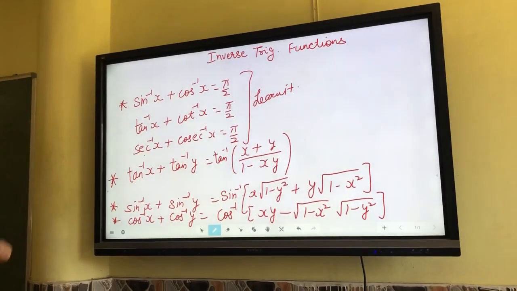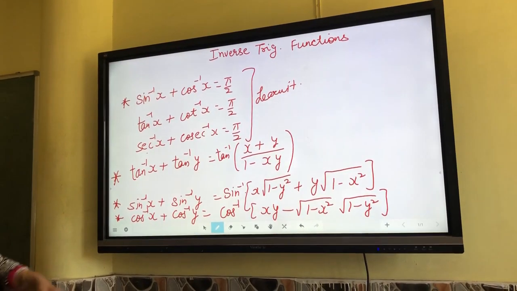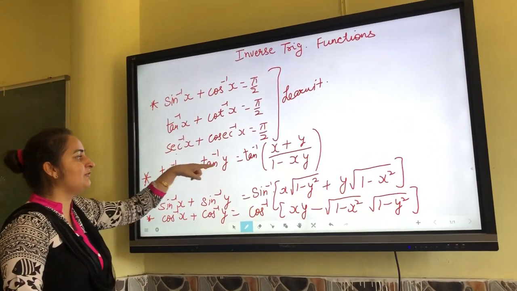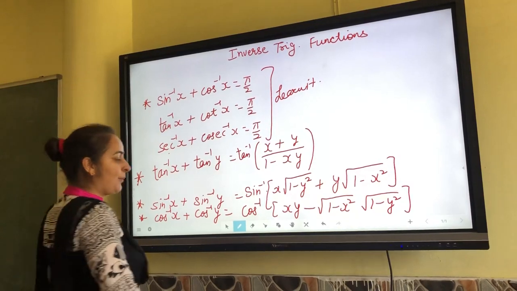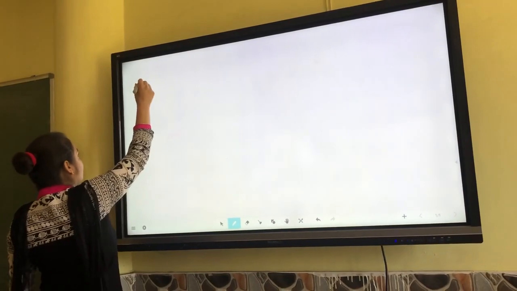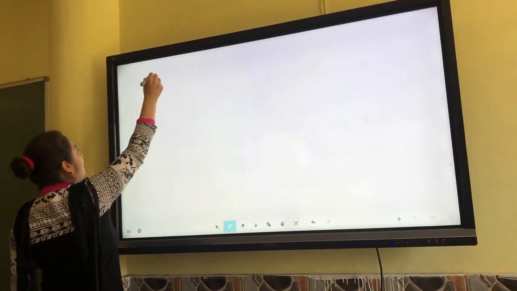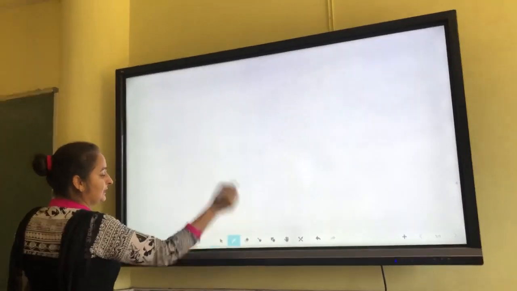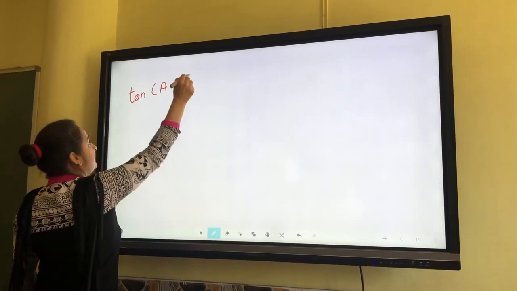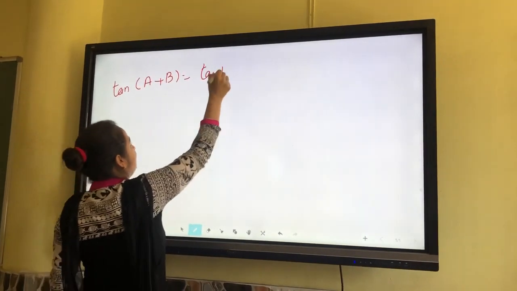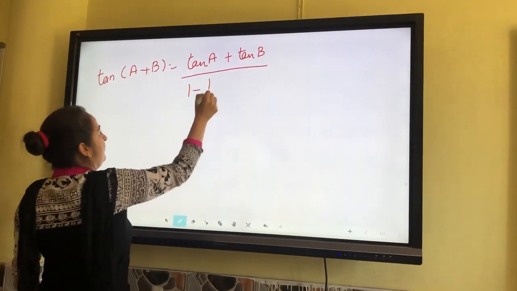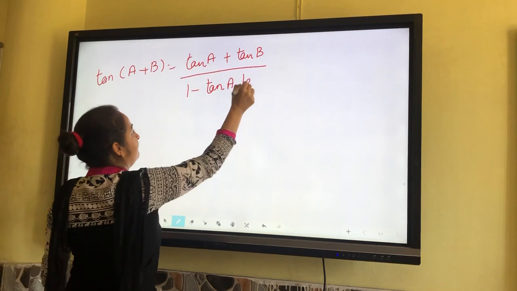Now, I am deriving one of the results out of the three. That is tangent inverse x plus tangent inverse y is equal to tangent inverse of x plus y upon 1 minus xy. We know one formula that you learned in the 11th class. The formula is tangent of A plus B is equal to tangent A plus tangent B whole divided by 1 minus tan A tan B.